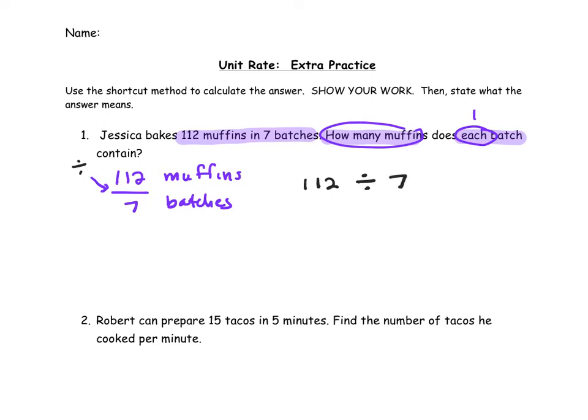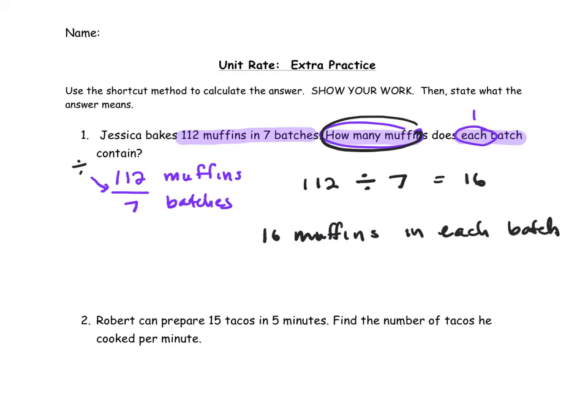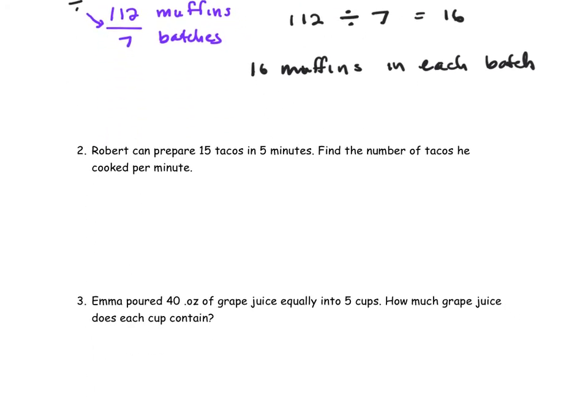So would you pause this video and use your calculator? And the answer was 16. So what we found, the question, how many muffins? Well, there's 16 muffins. And it went on to say in each batch. In each batch. Or we could say per batch or for one batch, because each implies one. Let's complete another example using number 2.